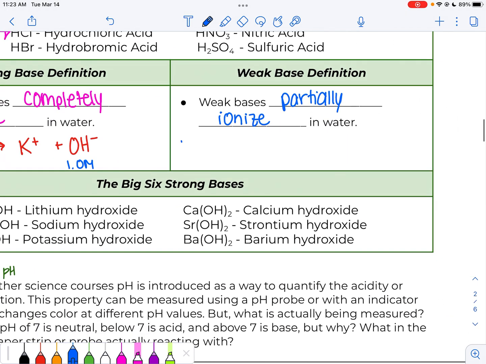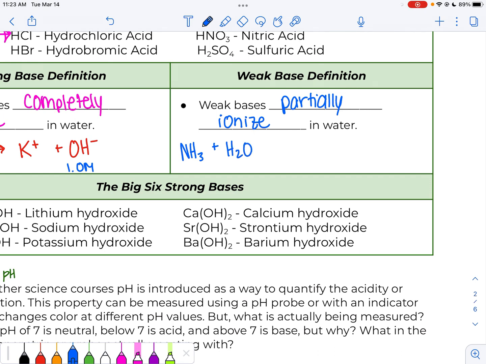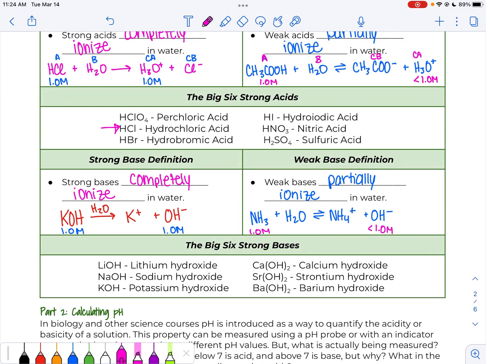For weak bases, something like NH3, ammonia, I put this into water. It only partially ionizes, so I have to use my equilibrium arrows. We have seen this reaction before as well, but why is this important? Same reason as the one before. If this thing starts out as a 1 molar solution, this thing's going to have a less than 1 molar concentration, so we have to do some equilibrium calculations. All right, so there's your quick intro for some of you, review for some of you, for acids and bases.